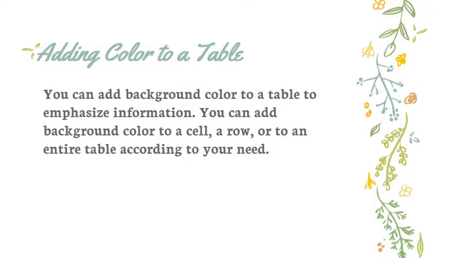Adding color to a table. You can add background color to a table to emphasize information. You can add background color to a cell, a row or to an entire table. It means you can create a background color in one cell, an entire row, and the entire table also, according to your need.